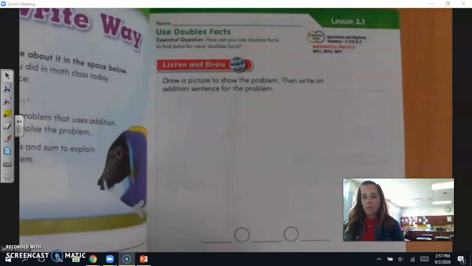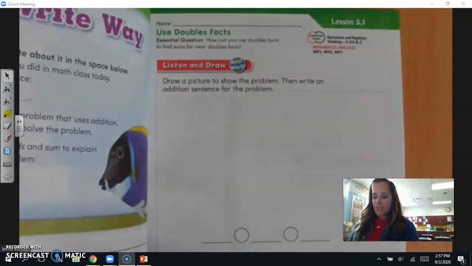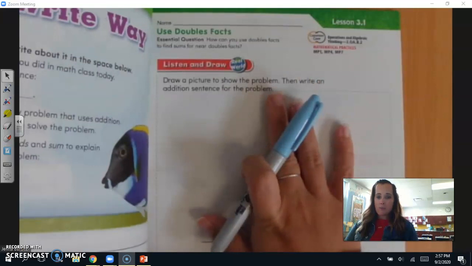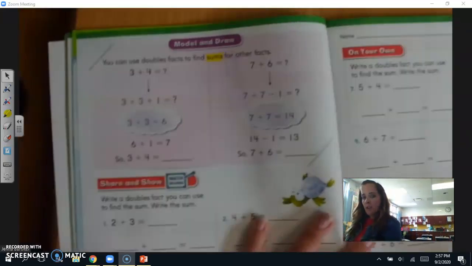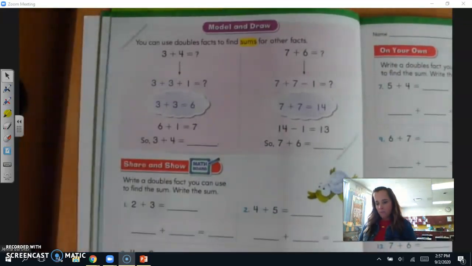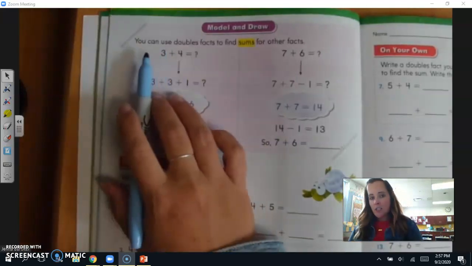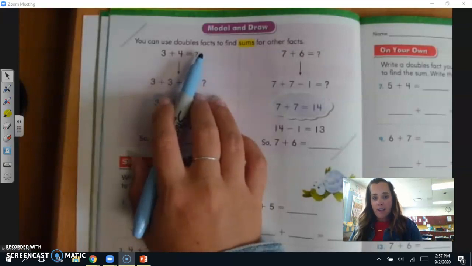Okay, so hopefully everyone is here. What I want you to do is you can cross it out or just skip it. We're not going to do this first page. Let's flip over to this page where it says model and draw. And we'll get started. Okay, it says, you can use doubles facts to find sums for other facts.